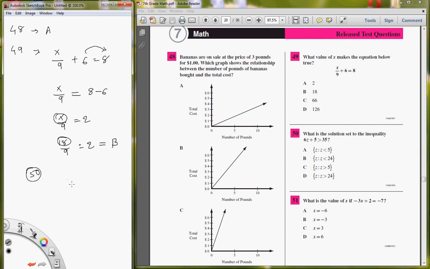Question number 50. What is the solution set to the inequality 6 times z plus 5 is less than 35? To make this true, z has to be less than 5, because 6 times 5 plus 5 is equal to 35. So A is wrong, B is wrong, the answer will be C. The value of z has to be less than 5 to make this inequality true.